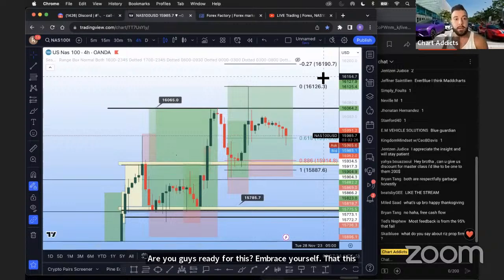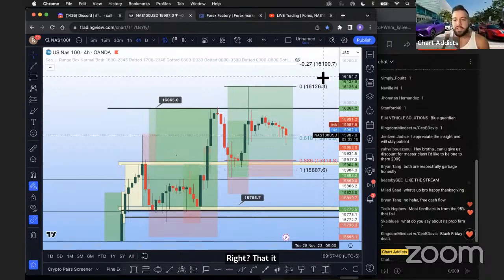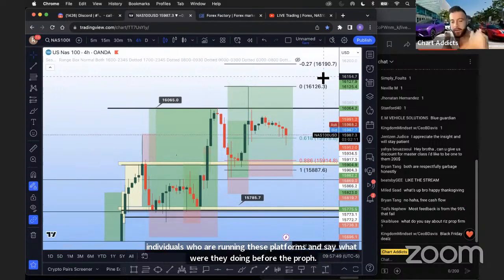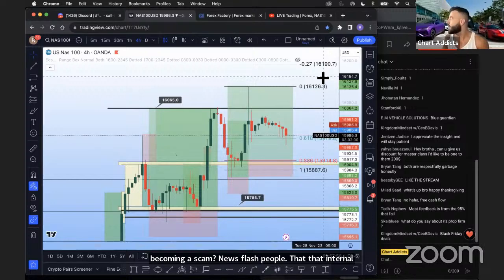Do you think, right, what's Riz's experience? Look at the individuals who are running these prop firms and ask, what were they doing before the prop firms? If they were running another company that ended up becoming a scam, newsflash, people, that internal clock is just not there. The internal morality clock is not there.